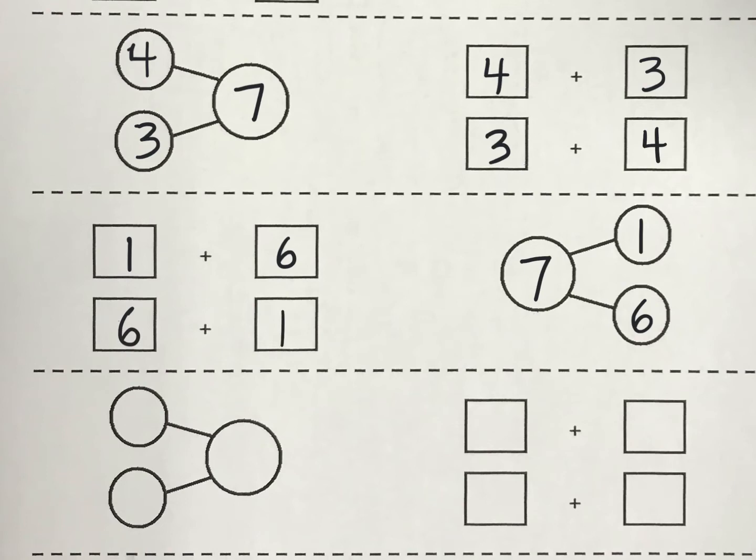We got to think of one more way that we can make 7. Eric, did you do it yesterday? No. Okay, come on down. One more way to make 7. We already did 2 and 5. We already did 3 and 4. We already did 1 and 6.